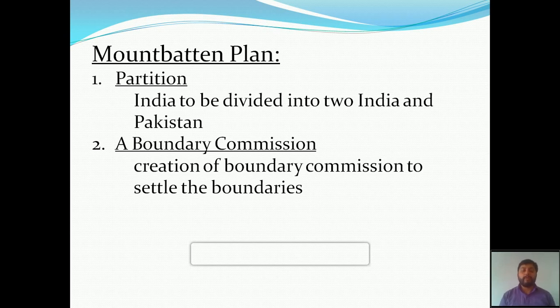That means which provinces will be coming under Pakistan and which provinces will be coming under India. So that was the main intention behind the creation of the boundary commission.